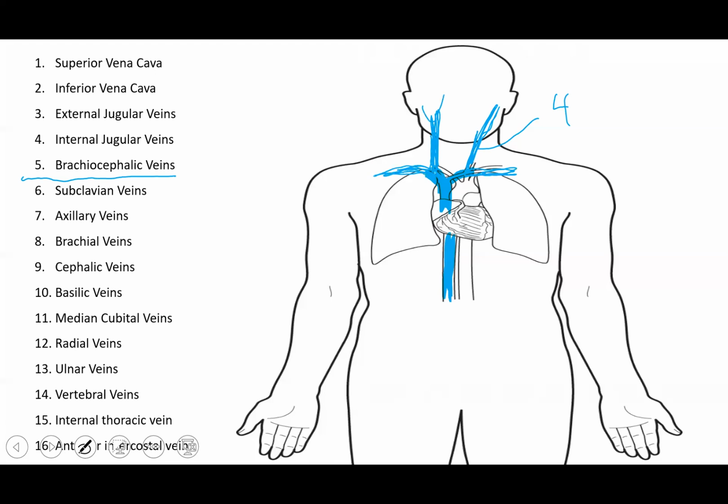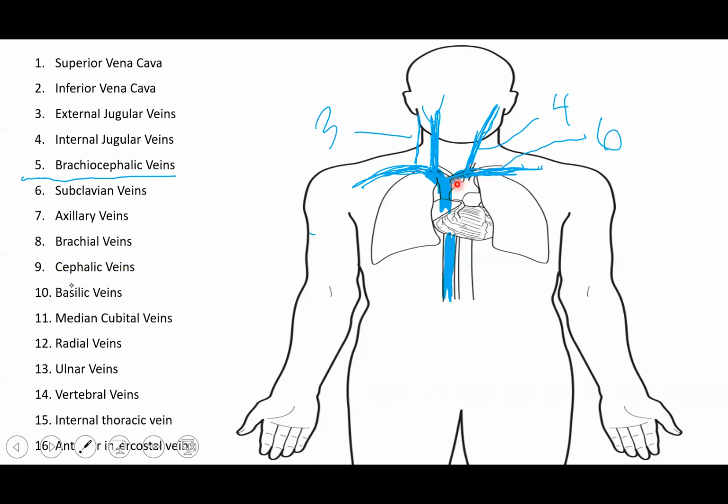So let us name these vessels down here. Once the internal jugular veins branch off of the brachiocephalic veins, we name the remaining branch the subclavian veins. So number 6, the left and right subclavian veins. The external jugular veins, number 3, are going to be a branch directly off of the subclavian veins.